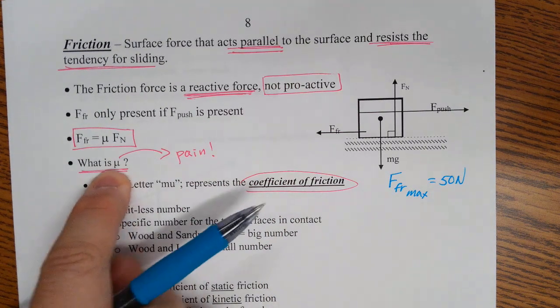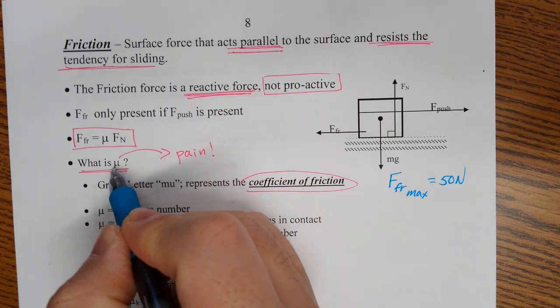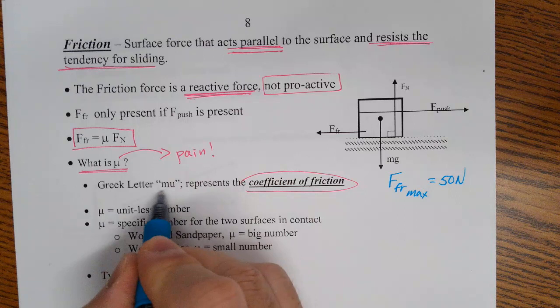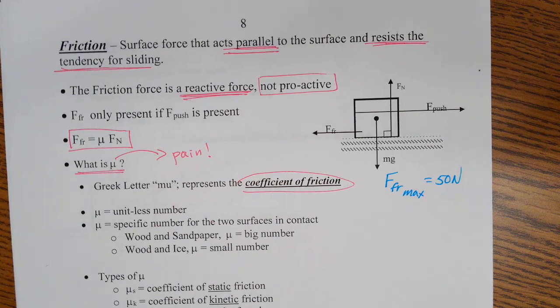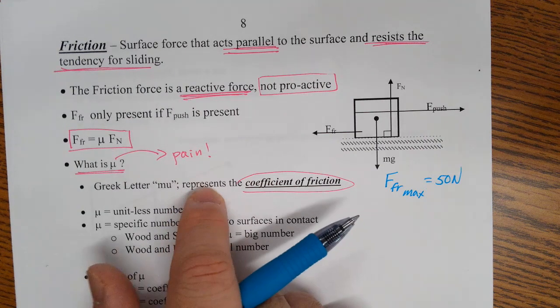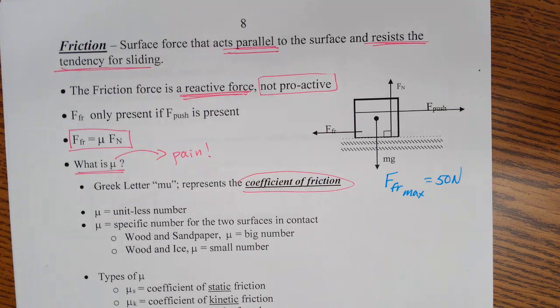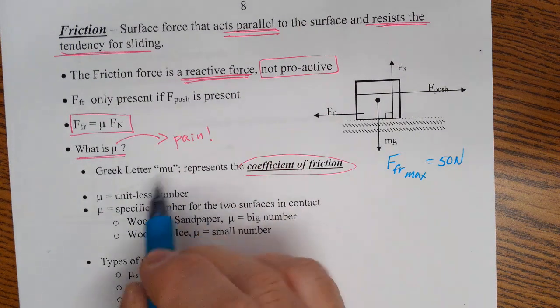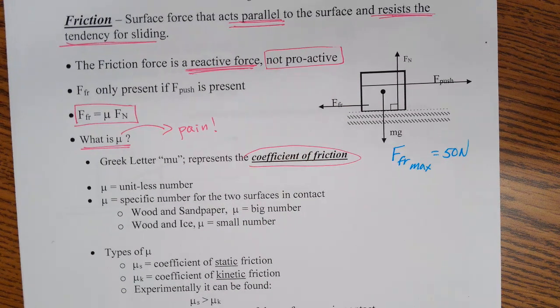So what is this mu? Mu is a lowercase Greek letter m, mu. If you're from Kansas, you say mu, right? It's basically a pure number. It's a ratio of frictional force divided by the normal force, okay? And this mu value is different depending on what two surfaces are rubbing against each other.